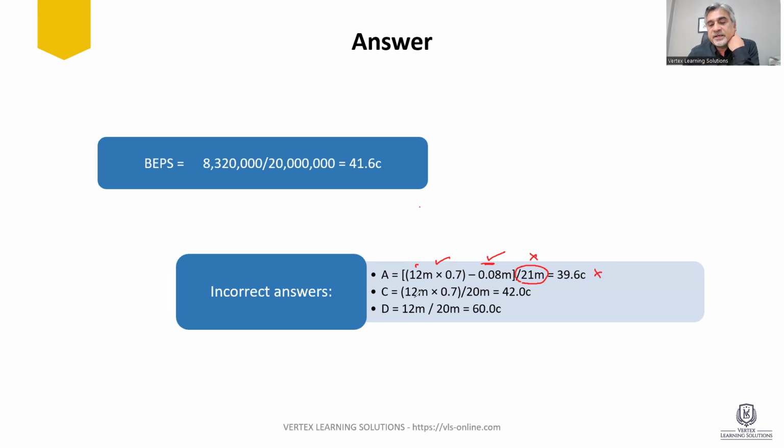The second option, what they did: 12 million into 0.7. This is correct. But they did not subtract preference dividend. They divided with 20 million. This is okay. But they did not subtract preference dividend, which they should have. So this answer is also wrong. And in the last option, they were very simple. They just took the earnings 12 million and divided with 20 million, ignored the taxation effect, ignored the preference dividend. So of course, this is also wrong. So you need to understand how to calculate the correct EPS with the given numbers. So this is how you calculate your EPS.